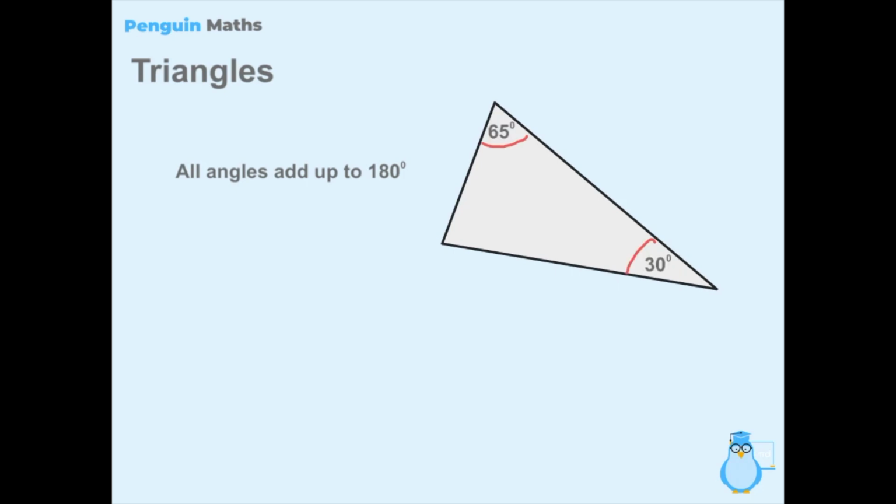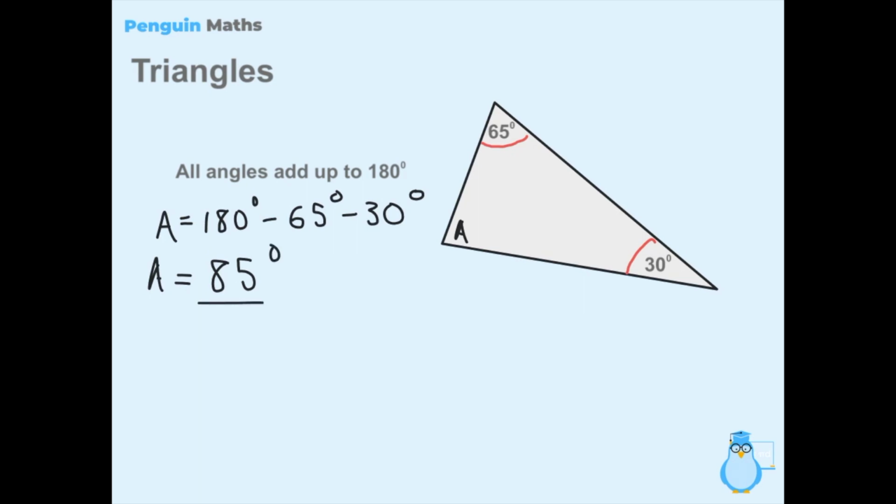So let's say, for example, we have a triangle that has angles that are known of 65 degrees and 30 degrees, and we want to calculate what this angle is in here. Well, if the angles have to add up to give 180, we can say that we'll call this angle A, and angle A would be equal to 180 degrees minus 65 degrees minus 30 degrees, and that would equal 85 degrees for angle A.